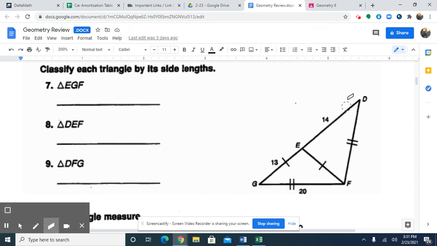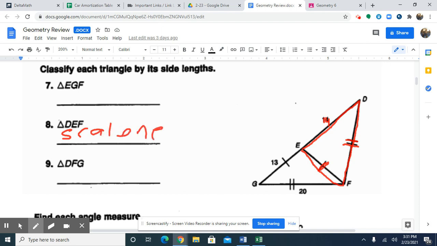Then we have triangle DEF, which here we have one side, this side, and then a side of 14, which suggests that they're all different. Therefore, we would call this a scalene triangle.